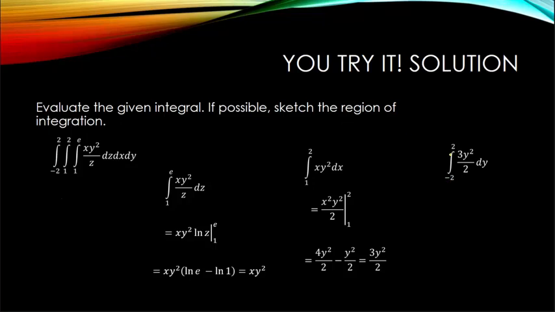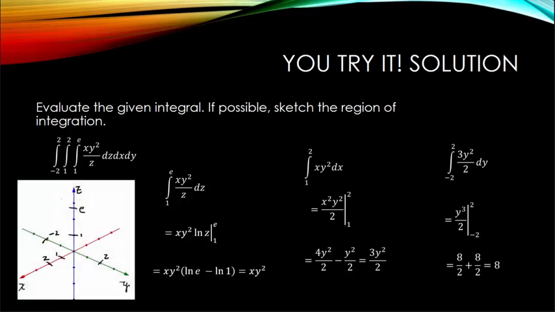I integrate from negative 2 to 2 of 3y squared over 2 dy. I get y cubed over 2 evaluated from negative 2 to 2, which gives me 8 when I plug in those limits of integration and simplify. Now I'm going to sketch my region.